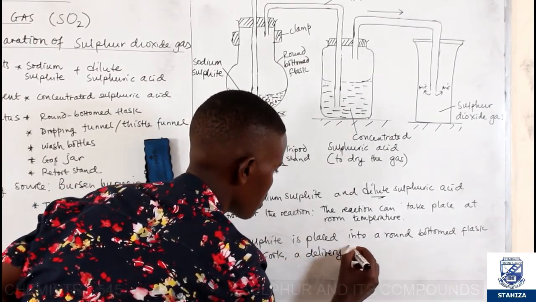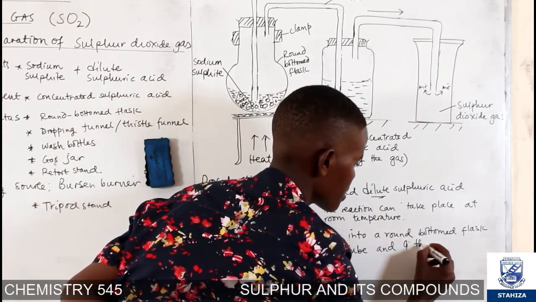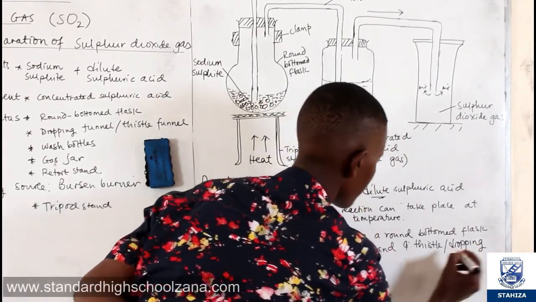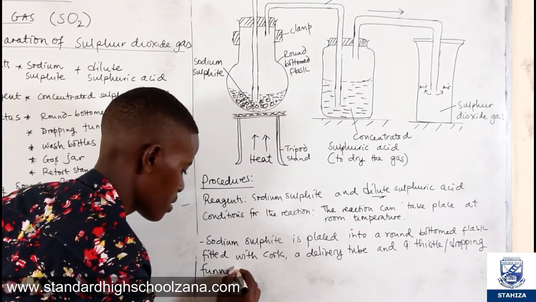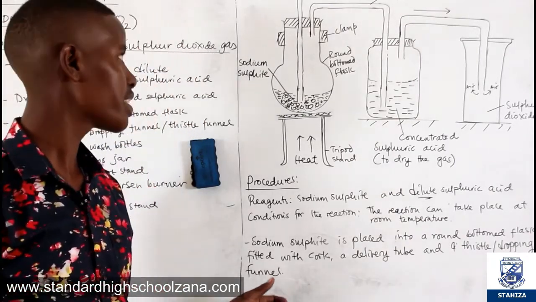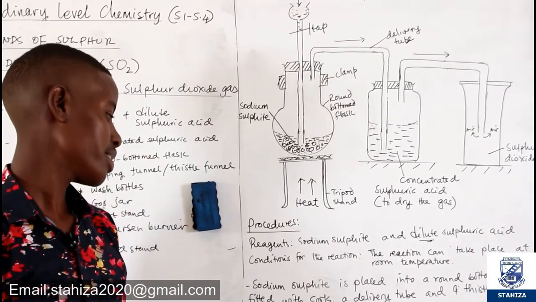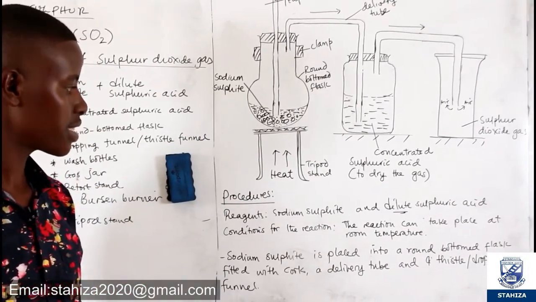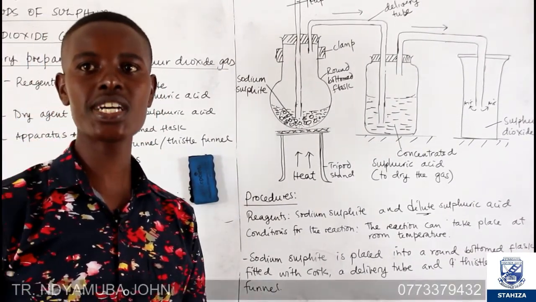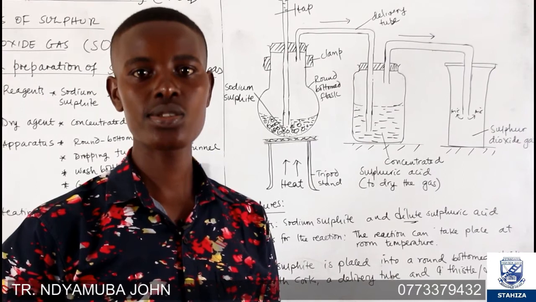and a thistle funnel, or what we call the dropping funnel. So you are saying dilute sulfuric acid being a liquid is allowed to flow through the dropping funnel or delivery tube, then it meets the sodium sulfite, the reaction takes place. So we are saying that dilute sulfuric acid being a liquid is added onto sodium sulfite through a thistle funnel.